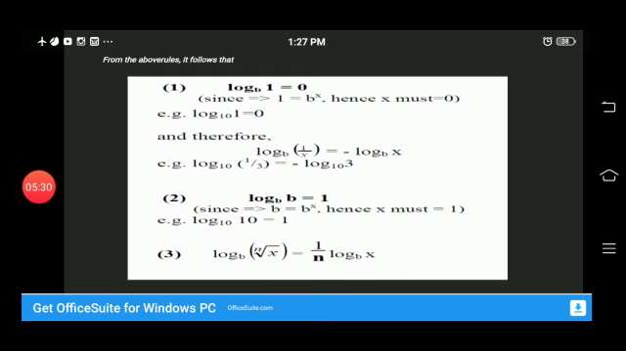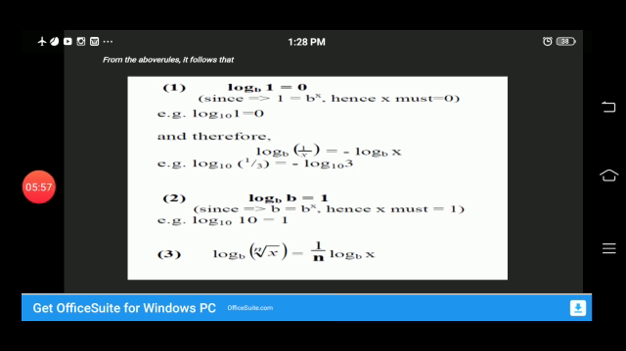Next, from the observed rules, it follows that log of b1 is 0. Since b to the power x equals 1 only when x equals 0, hence x must equal 0. Log of 1 is equal to 0, and therefore log of 1 over x is equal to minus log of x.